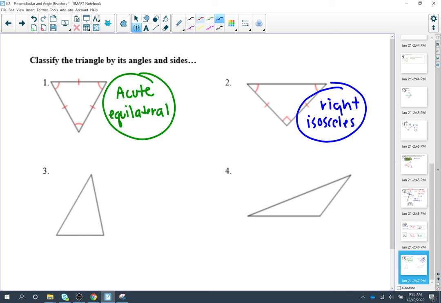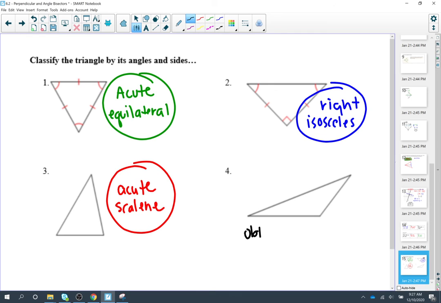Number three. Not a whole lot is marked here, but I'm looking at the angles and they all look to me like they're acute. Then I'm looking at the sides of the triangle and they don't look the same and they're not marked the same. So that would be scalene, when none of the sides are the same length. And then last but not least, number four, I'm looking at the angles. This one is larger than 90, so this is obtuse. And then I'm looking at the sides and nothing is marked. They don't look the same, so once again, scalene.